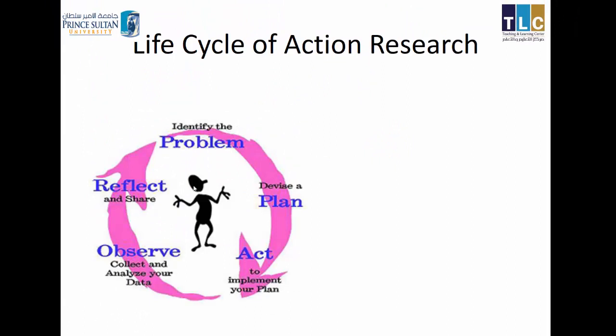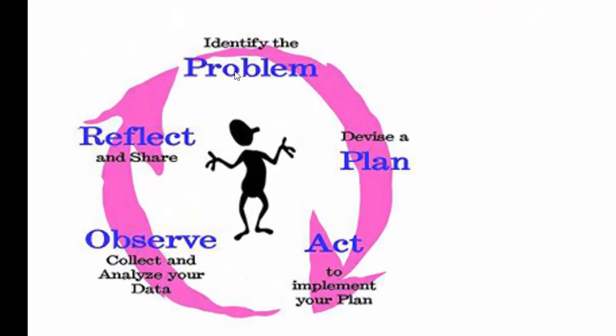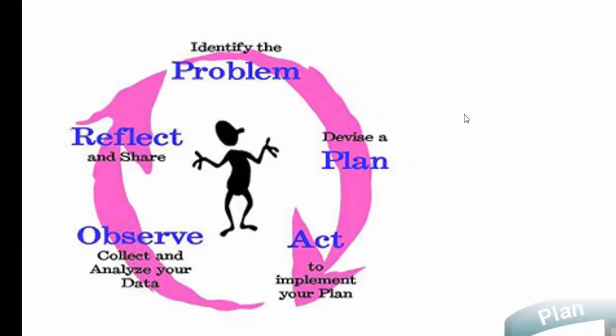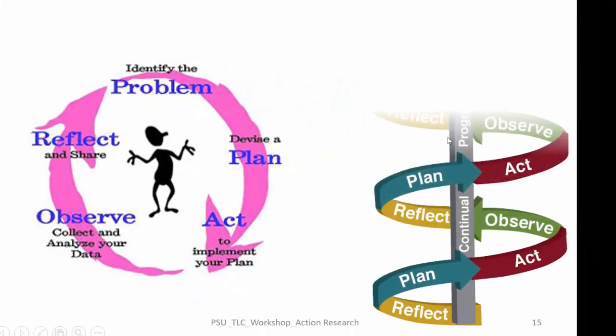So it's a complete cyclic process where you identify a problem, devise a plan, act to implement the plan, observe, then reflect and keep on doing it. Either you can find a new problem or keep on doing it, as shown in the continual progress diagram.